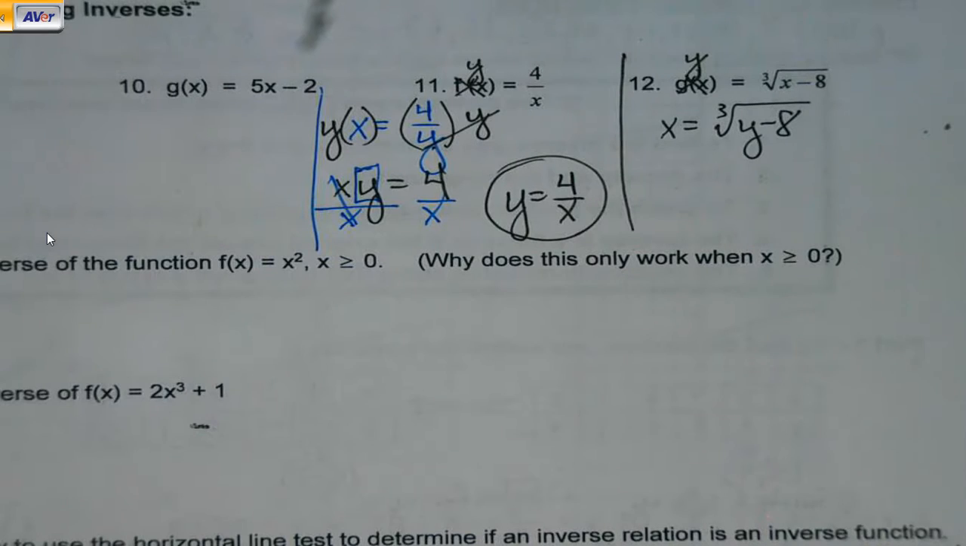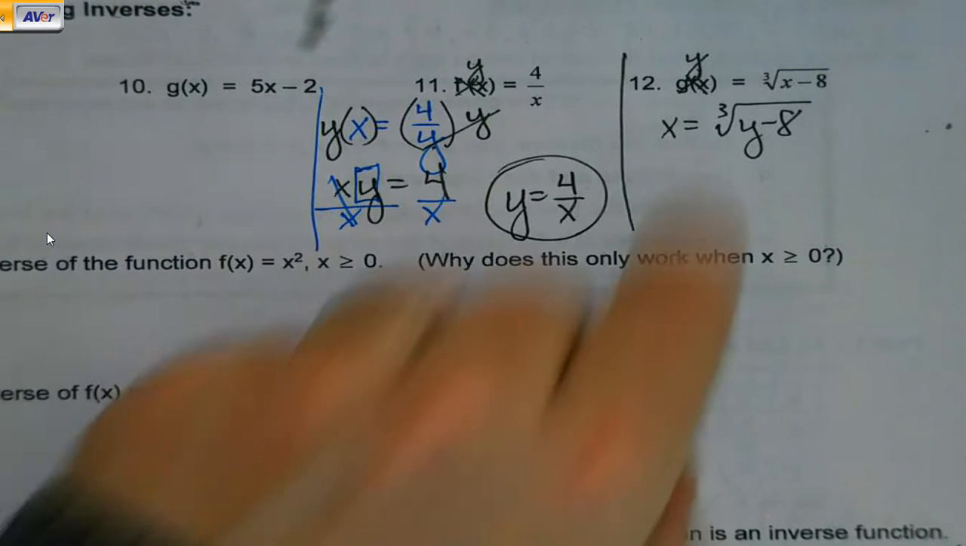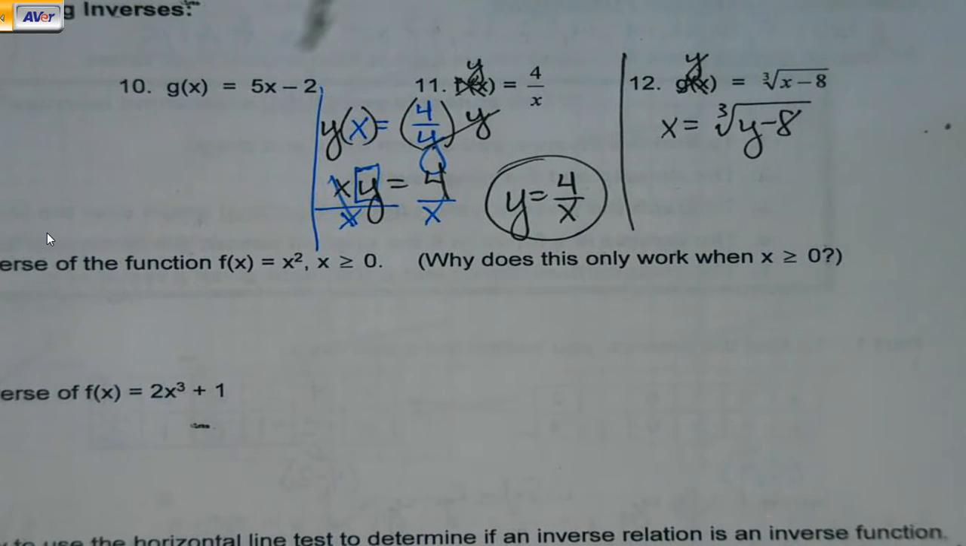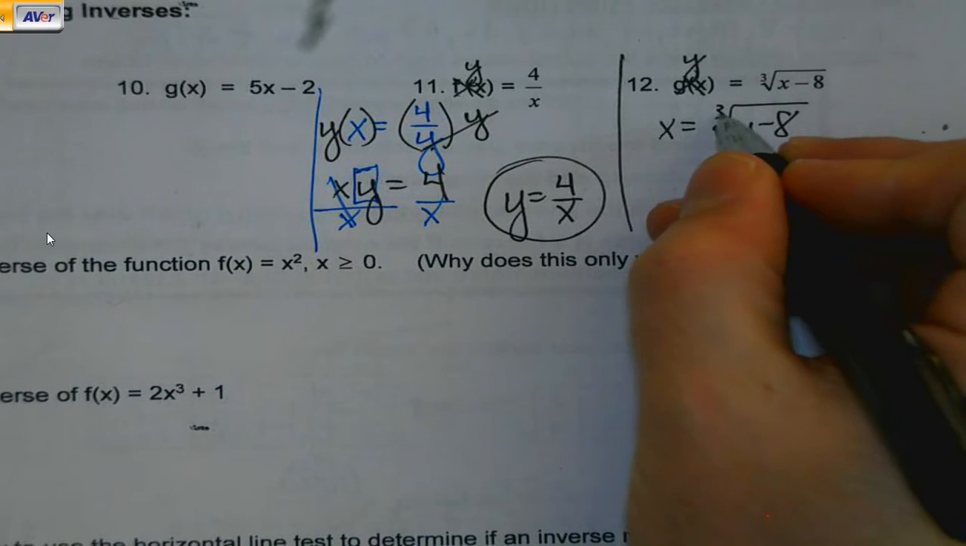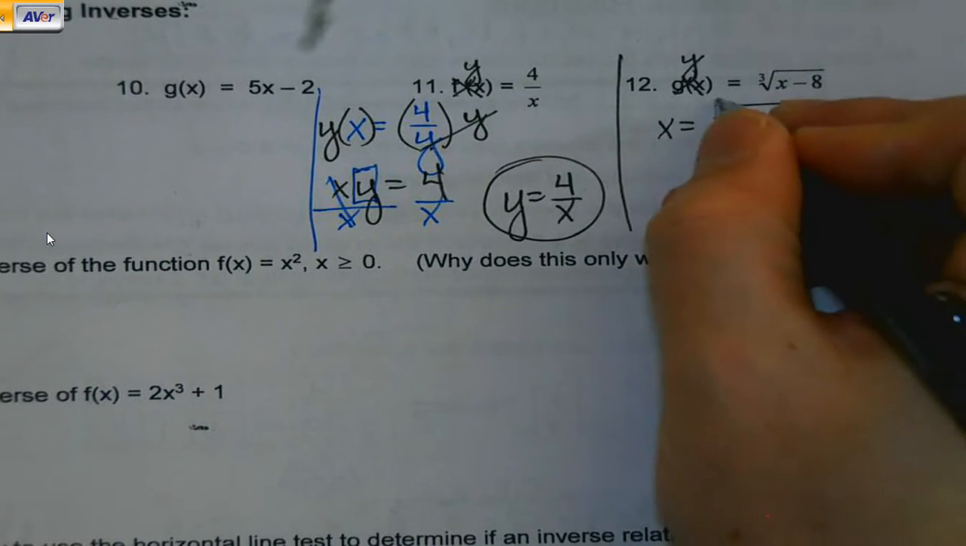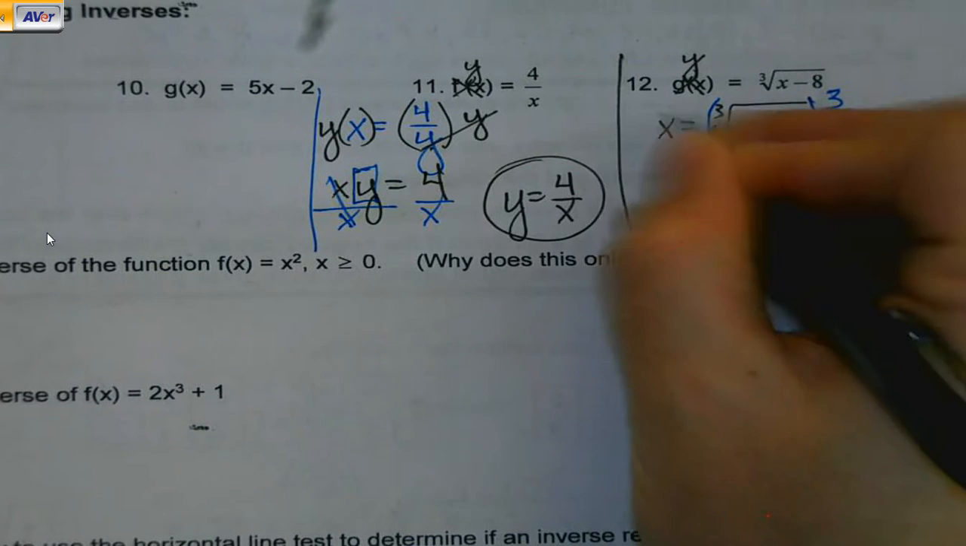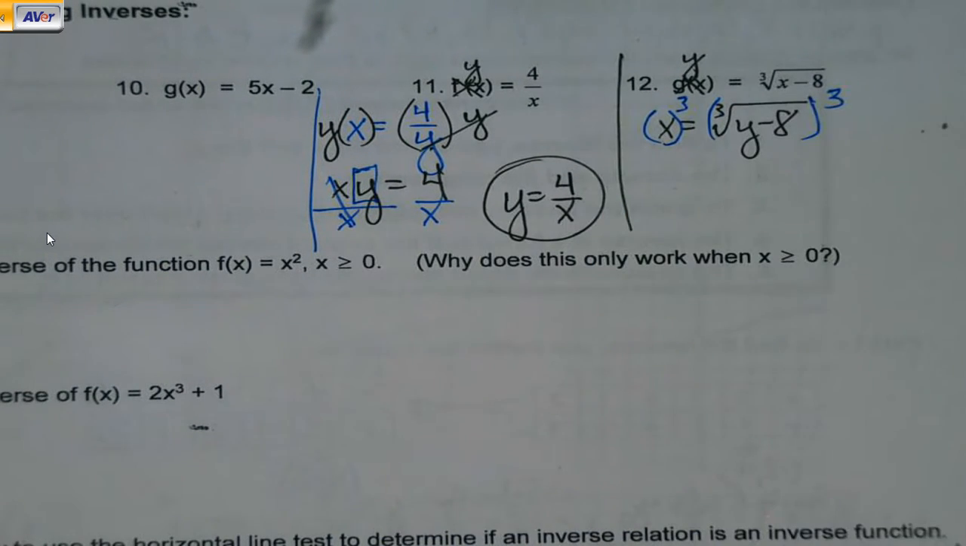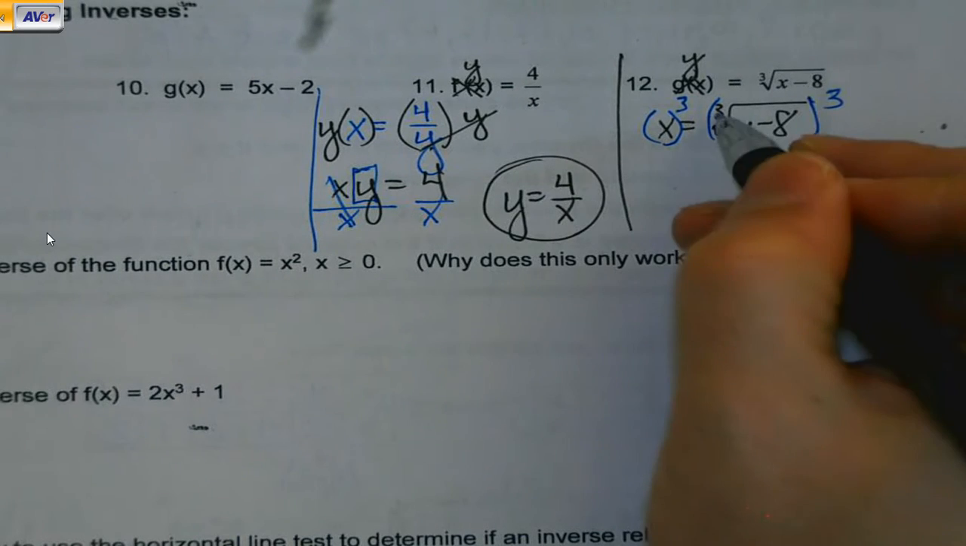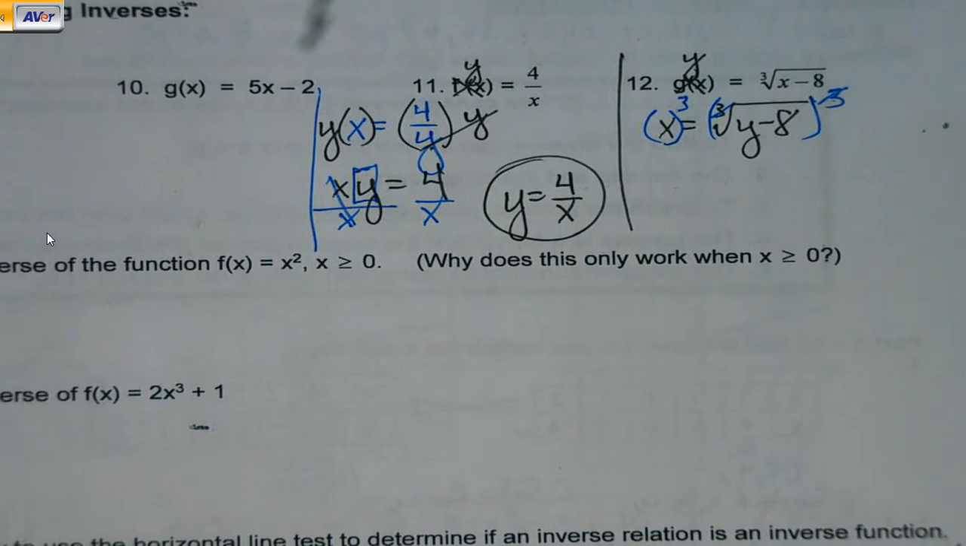I switch x and y. Now my goal is to get to y, but I have a problem. Y is in radical jail. Well, cubed radical jail. It's like higher, I guess that's worse jail. I don't know. But the opposite of taking the cubed root of something is to cube it. Just like if it were the square root, we'd square it, because the cube and the cube root are inverses.